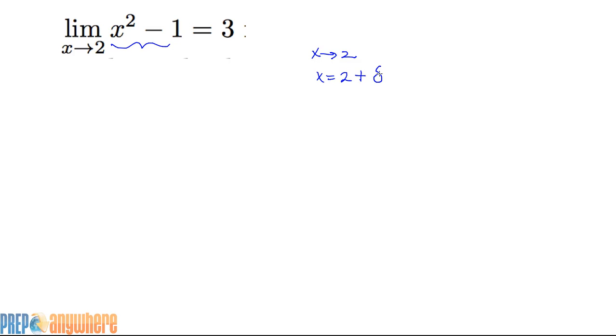That small number, I'm going to use the Greek letter delta. Okay, 2 plus delta, where delta is some positive number, let's say, some small positive number. This really says x is not 2, but something a little bit bigger than 2. All right.